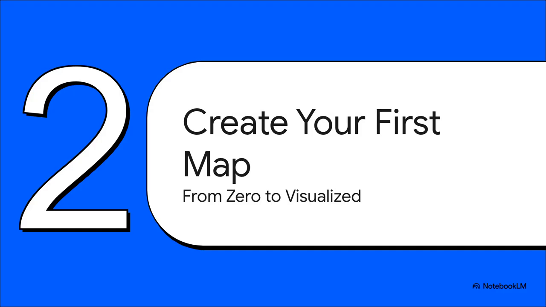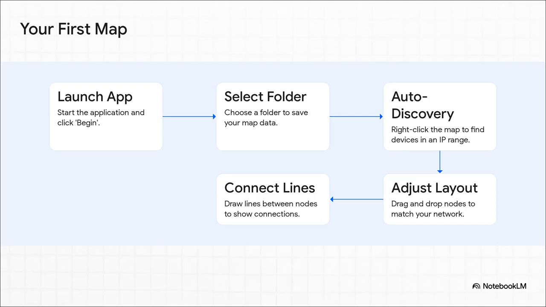All right, so let's get into the good stuff. How do you actually turn that black box into something you can see? Well, it all starts with creating your very first network map. And you'll be shocked at how fast you can get a real, useful result. Let's walk through it. It's seriously simple.